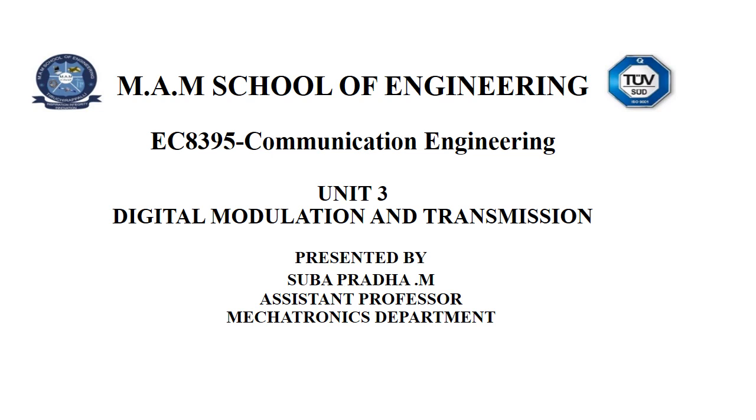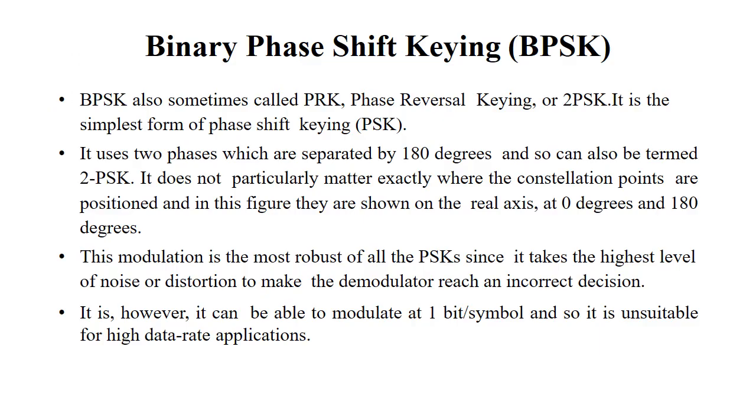Hello, today we are going to see Unit 3, the BPSK and its constellation diagram, modulator and demodulator part. Binary phase shift keying is sometimes also called PRK, that is phase reversal keying, or 2PSK. It is the simplest form of phase shift keying and it uses two phases which are separated by 180 degrees. So it can also be termed as 2PSK.